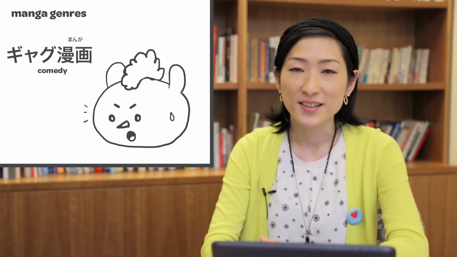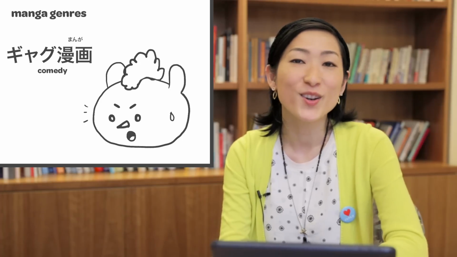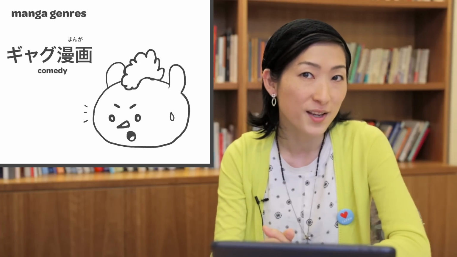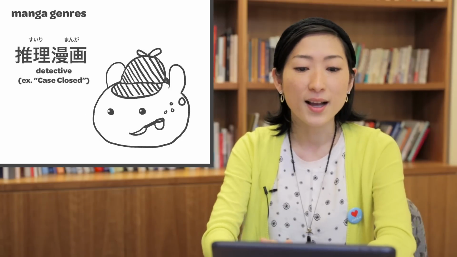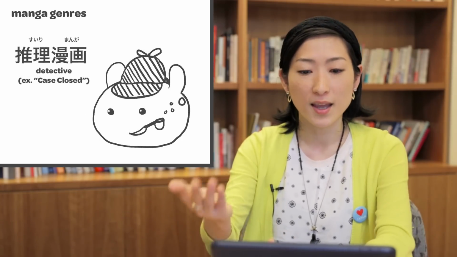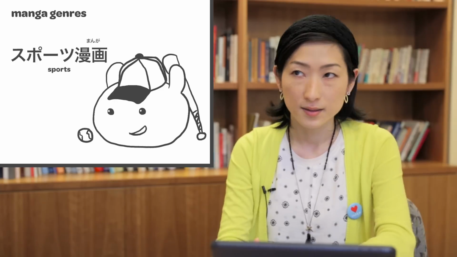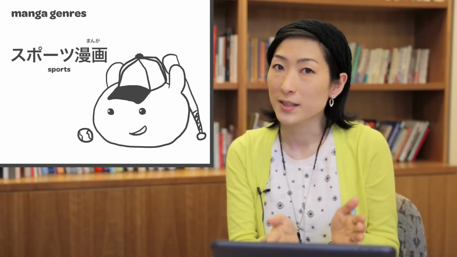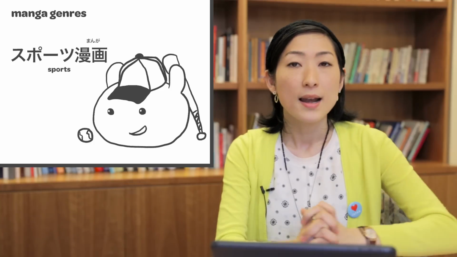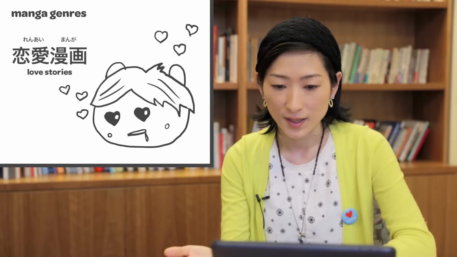Gag manga is comedy manga, so it's very funny and humor is the most important element. 推理 manga is something like Case Closed. It's a detective story. Sports manga is, of course, all about sports. So Slam Dunk is one of them. 恋愛 manga is a love story.